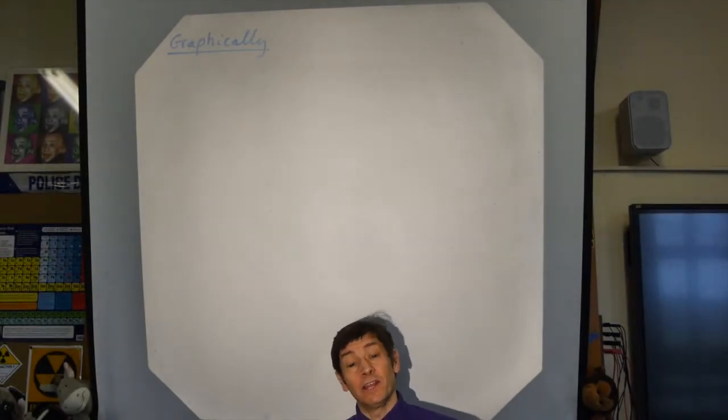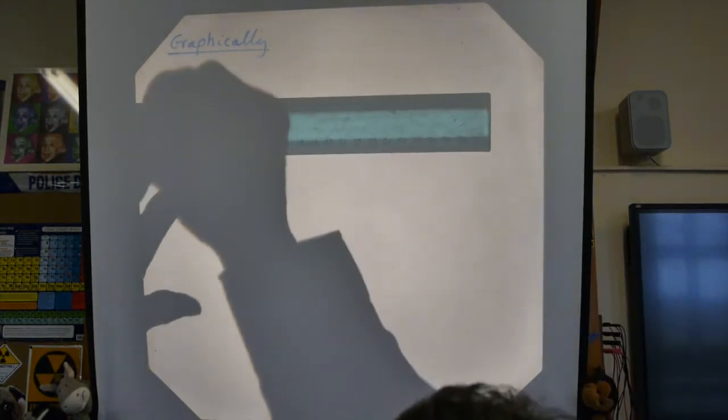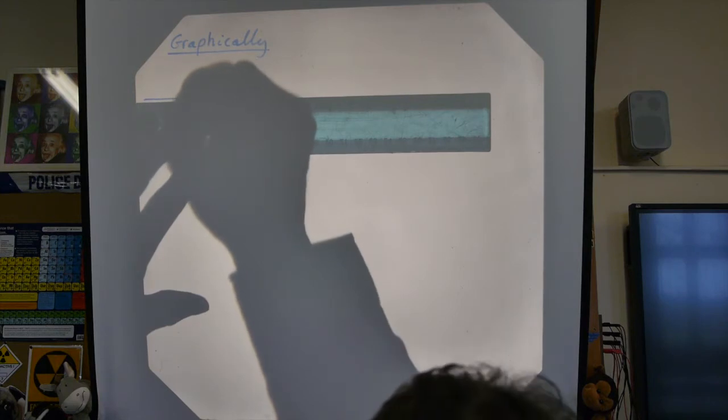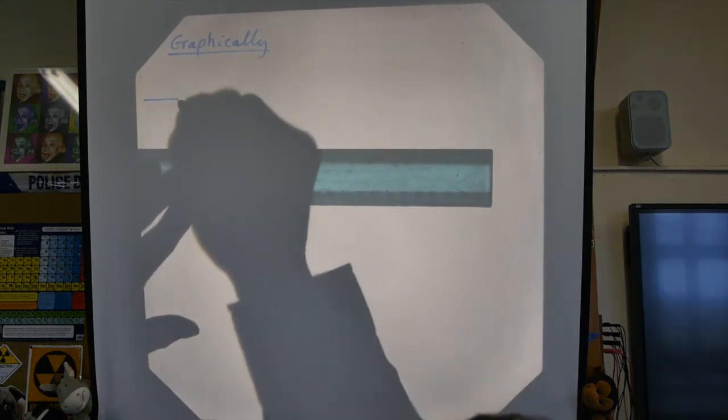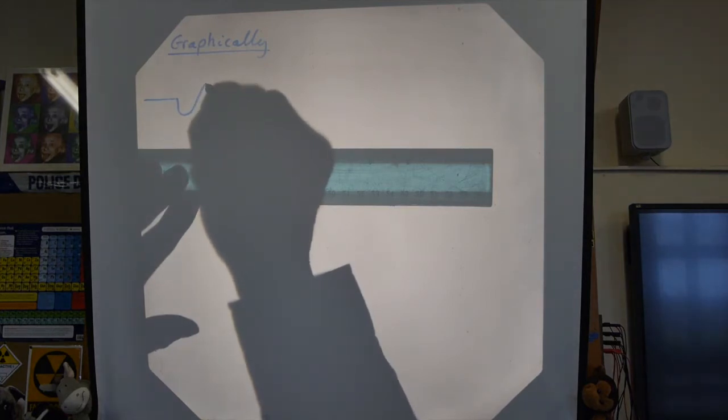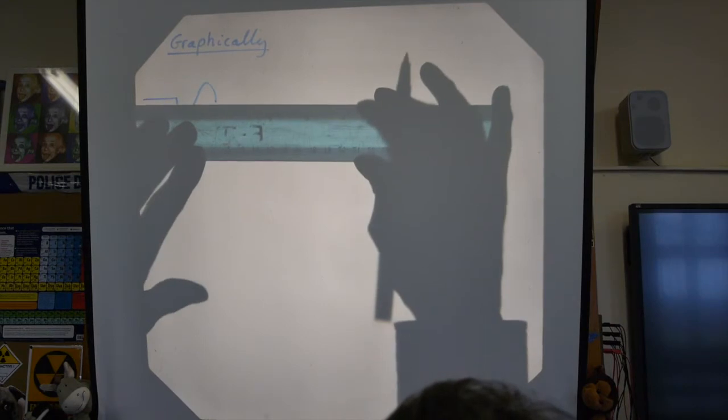So let's look at this in a little bit more detail now, and I'm going to do it graphically. And this is something you need to know how to do at A level. So I'm going to have a wave travelling in from the left. Here it is. Okay, and I'm going to have it peak first. Okay, so there's the peak travelling that way, peak first.